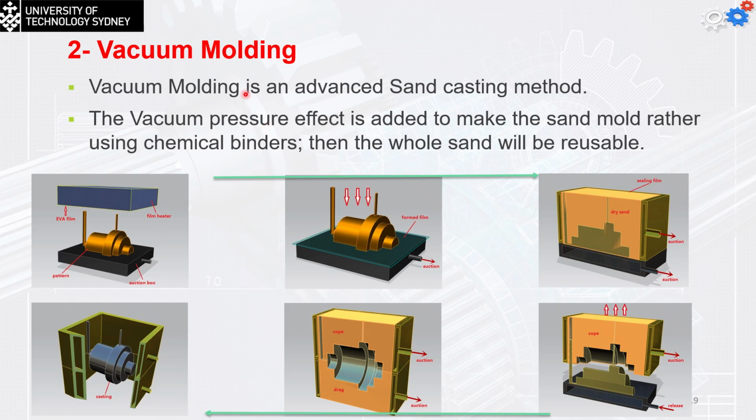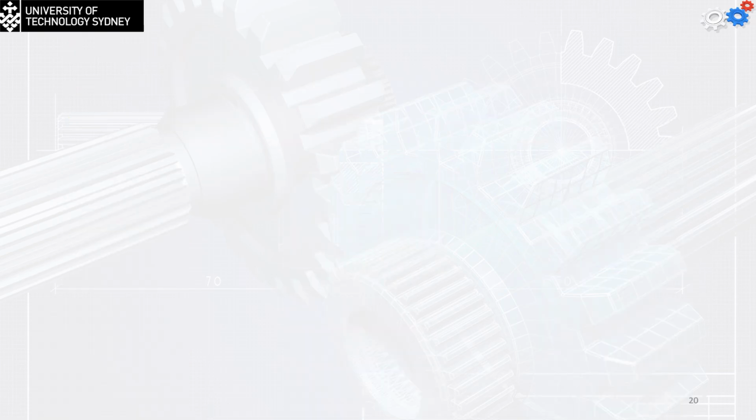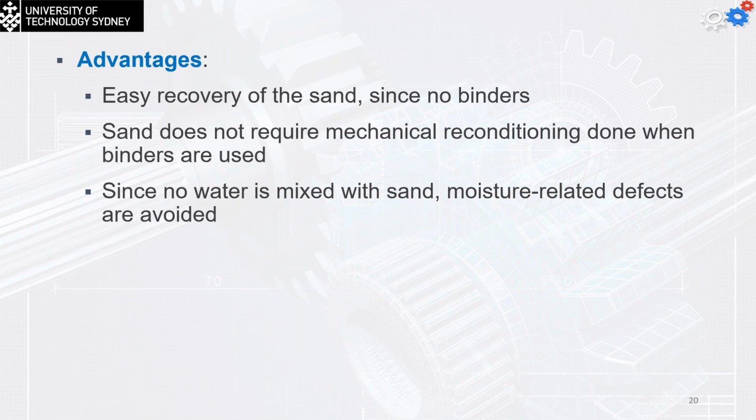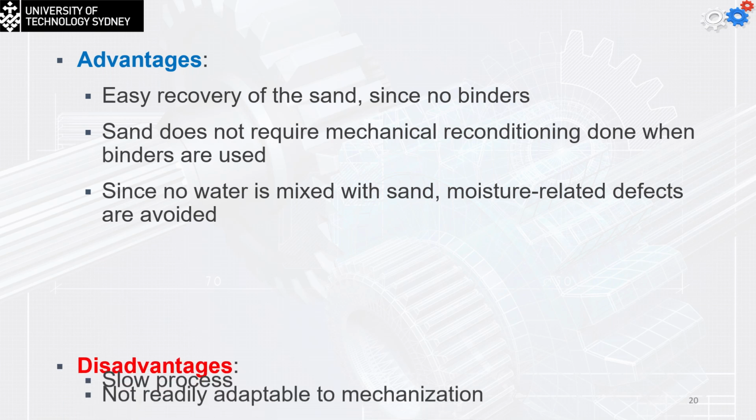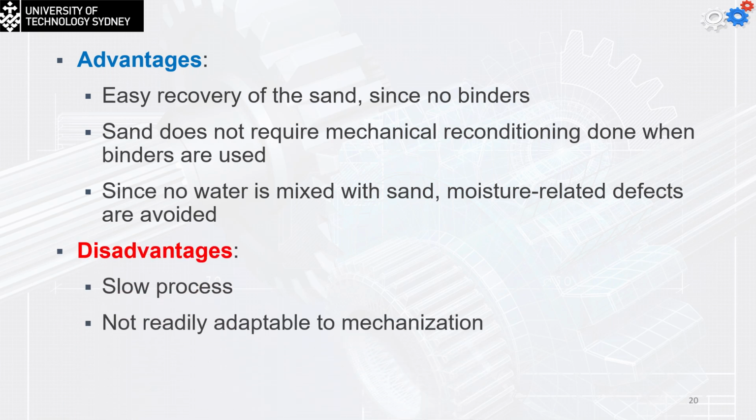The problem with that is that the time required to prepare the mold is going to be even longer than the normal molds we have. So the advantages are easy recovery of the sand since no binders. The sand does not require mechanical reconditioning, which is done when binders are used. Since no water is going to be mixed with the sand, the moisture-related defects are going to be avoided. Disadvantage is slow process and not readily adaptable for mechanization.